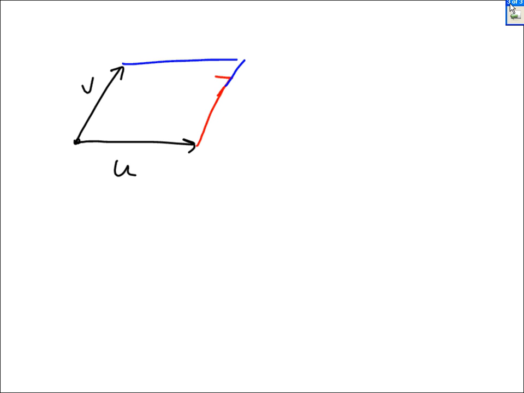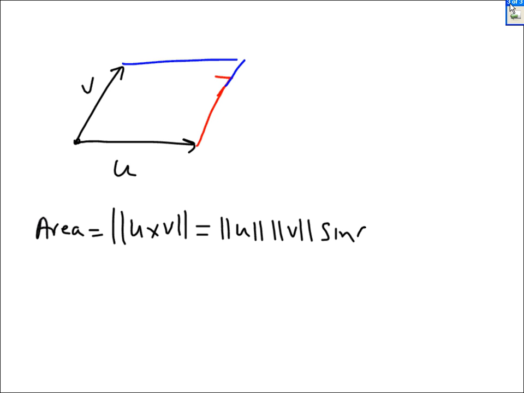It's easy to prove the theorem, but let's not do that. The area is the length of u cross v, which happens to be the length of u times the length of v times the sine of the angle between u and v. And we're given u. We're told that u is 0, 1, 0, and v happens to be 0, 1, 1.